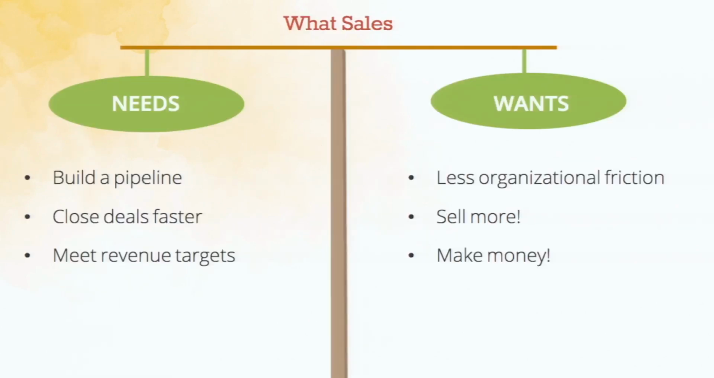On the sales side, on the other hand, these guys are a little more freewheeling, right? They want to close business, they want to grow their pipeline, they want to close deals, they want to hit their revenue targets. And from a wants perspective, they want less friction in the organization, i.e. they want accounting and finance out of their hair. They want to sell more, and most importantly for sales reps, I don't care what people say, this has got to be on the top 2 list for them. They want to make money, right? So anything that gets in their way is not helping them make money.